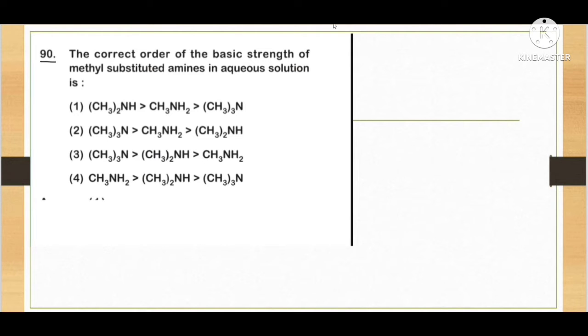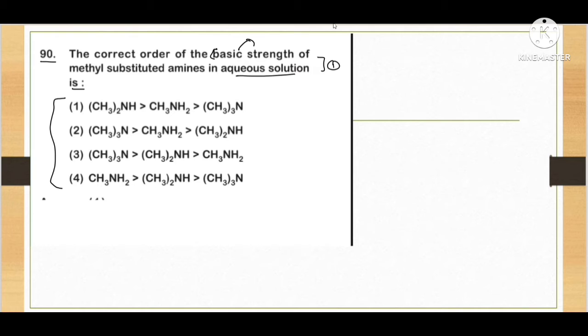The correct order of the basic strength of methyl substituted amines in aqueous solution is. Here they are asking that among the given 4 options, which one is the highest basic strength in aqueous solutions? We know that basic nature means the donating ability of a nitrogen. Here, lone pair donating ability.